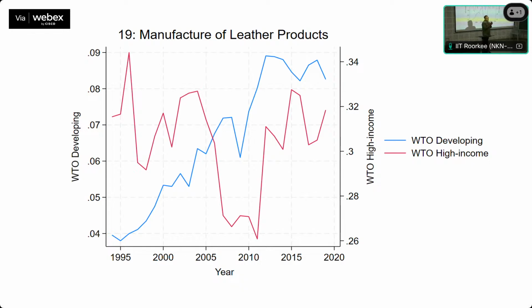Yes. Now, sir, where do we count China? High income or developing? Now, this is WTO definition. I have to look up. This is middle income country, China. China is not featured here. China is middle income.